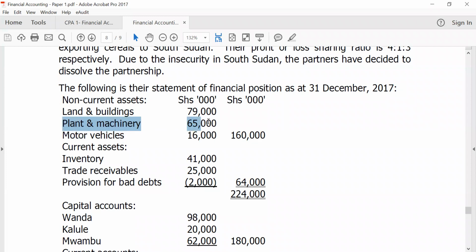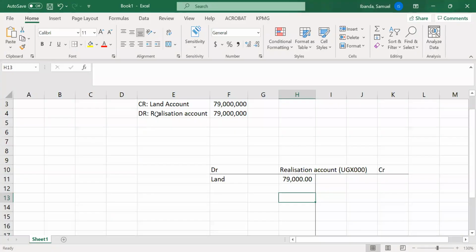Plant and machinery, you also bring it into the account. You can do this double entry to demonstrate, but definitely, as we credit our plant and machinery, we are debiting our realization account. You get to realize that when we are dealing with realization account, you're basically closing off the assets because you no longer have those assets in place, because you're basically writing them off. So they will no longer be in your books of accounts. That is very important to realize.